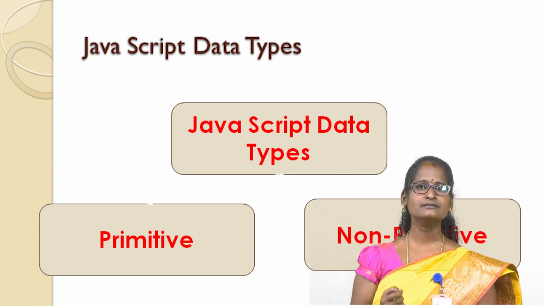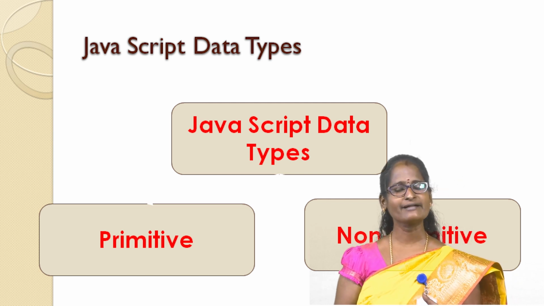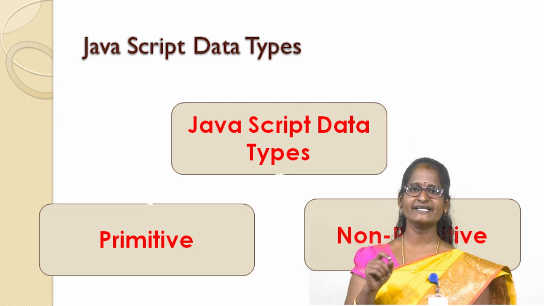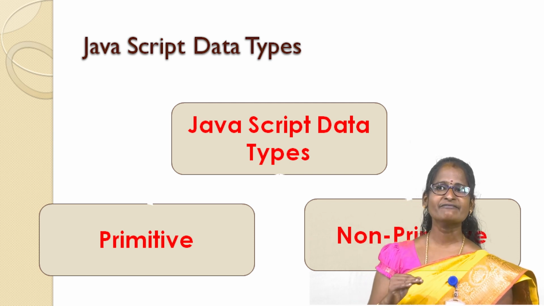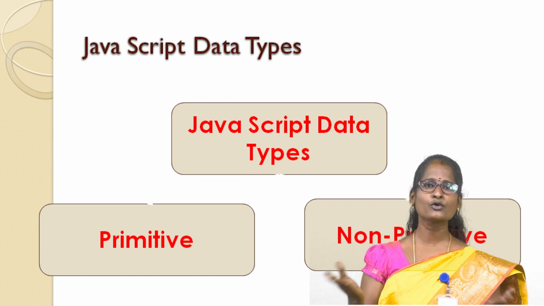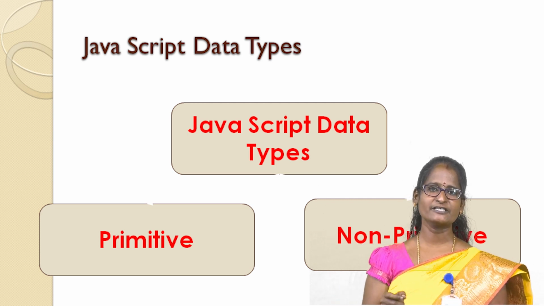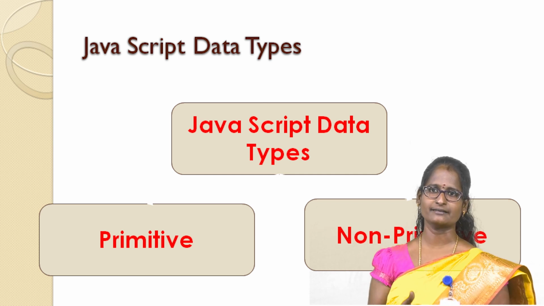The next one is non-primitive data types. They are divided into object, array, and regular expression, that is RegExp. With an object, we can access its members. An array is a group of similar values. A regular expression represents values in the regular expression format.